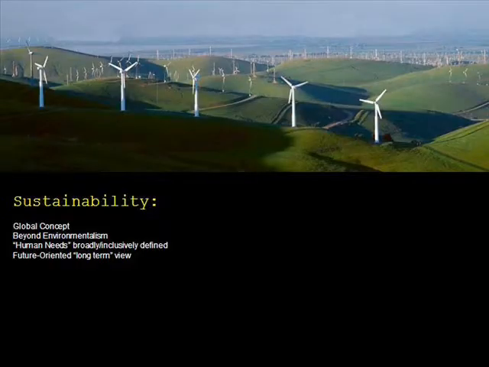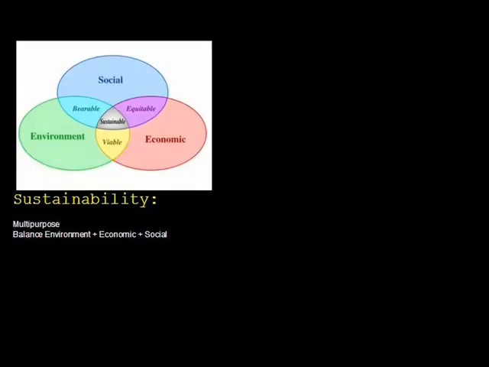Sustainability is about looking at the environment through the human perspective. It's about meeting the needs of present generations without compromising the ability of future generations, right? And that's about people. So it's looking at all these issues through human needs.